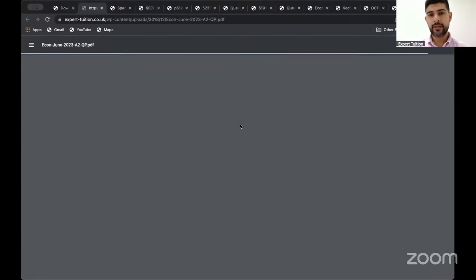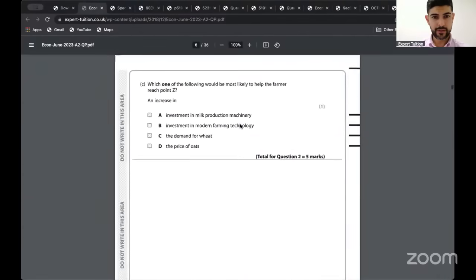If it will load sometime this millennium, that would be fantastic. Come on. Why is it so slow today? It's normally a lot better than this.